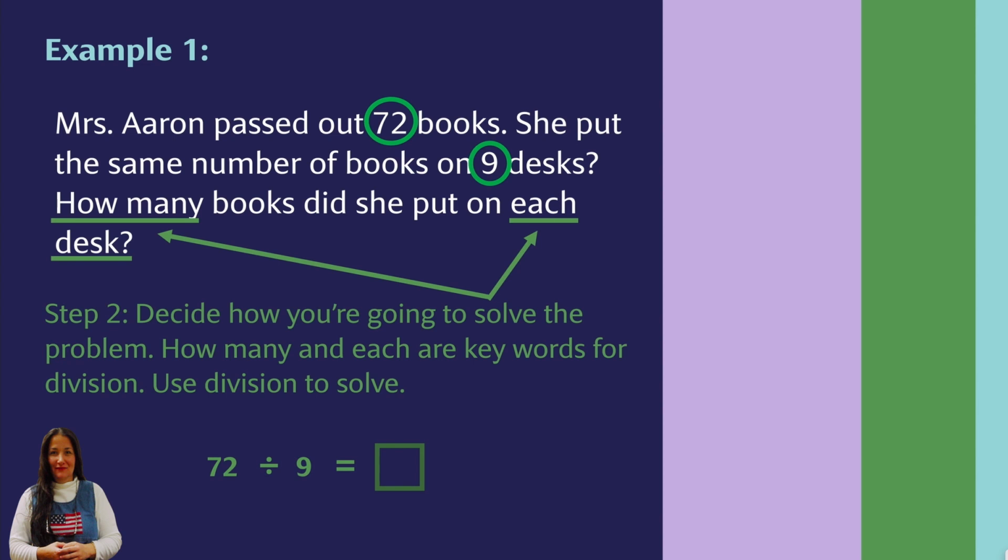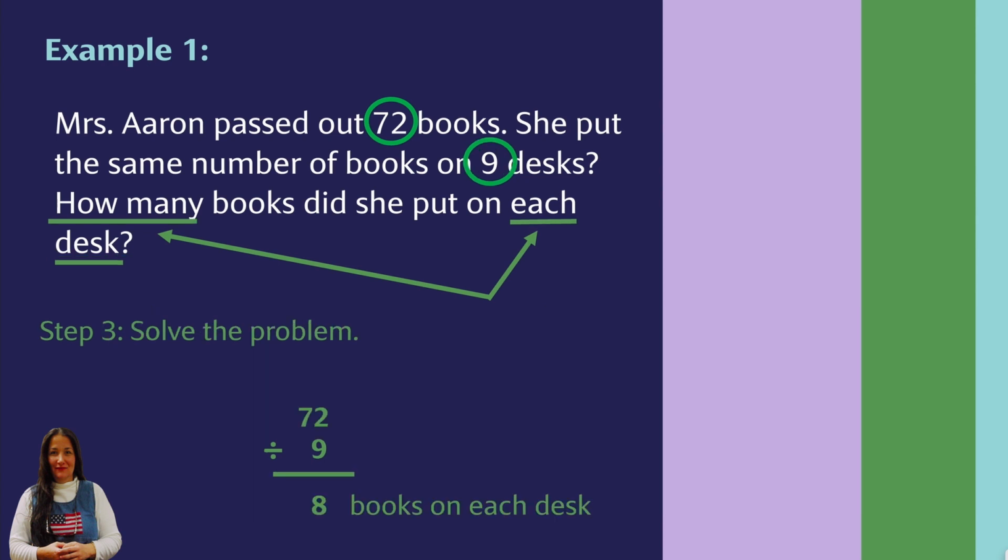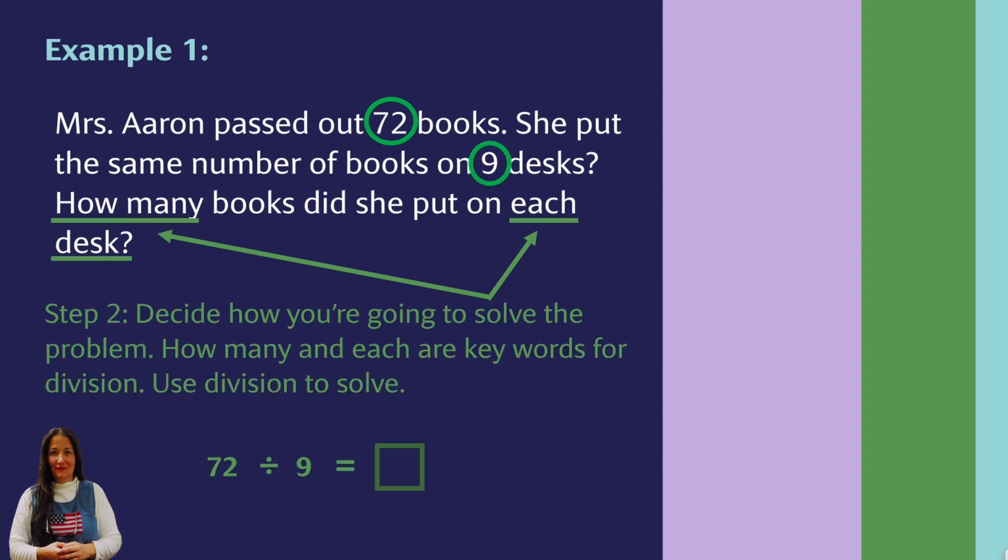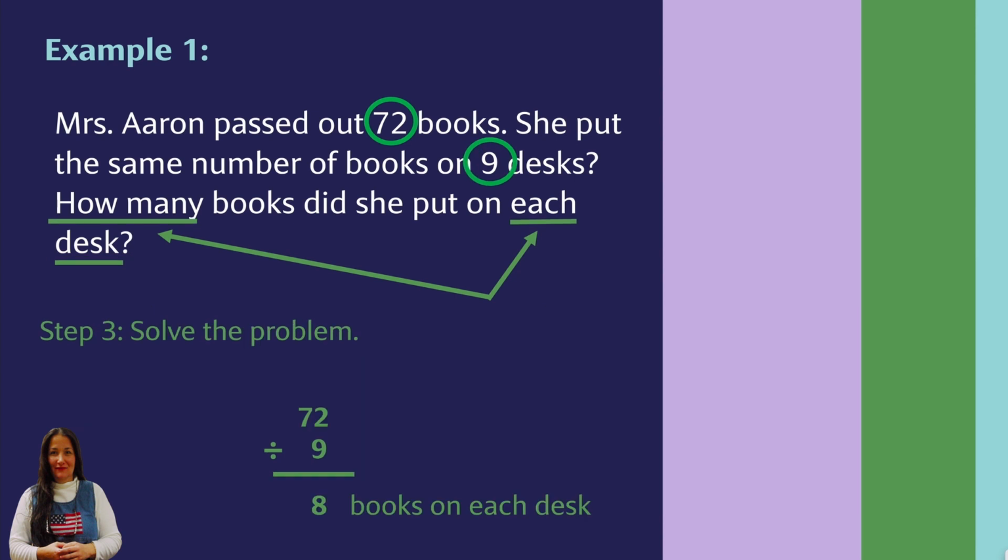Step 2. Decide how you're going to solve the problem. How many and each are key words for division. Use division to solve. Step 3. Solve the problem. Look at this division problem. This is one way of writing it: 72 divided by 9 equals. Step 3. Solve the problem. 72 divided by 9 equals 8 books on each desk.